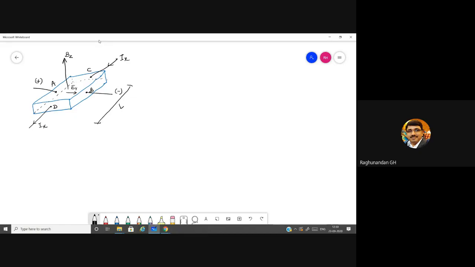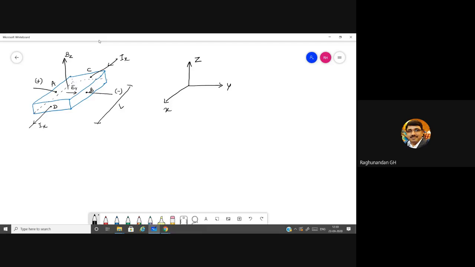Since we are going to consider three parameters, we have to take it in three dimensions, x, y, and z. So we can write it like this. This is the y direction, this is the x direction, this is the z direction. All three will be perpendicular to each other. So we are using three dimensions.